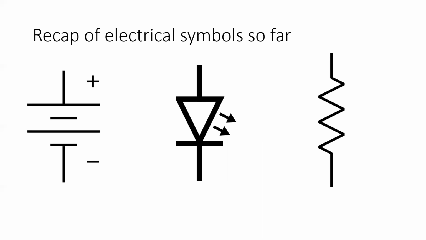With that being said, let us recall all the symbols that we have learned so far. There are 3 symbols in our pack. We learned the symbol of a battery, we learned the symbol of an LED, and today we have learned the symbol of a resistor. Okay, so now we will go for the design for today.